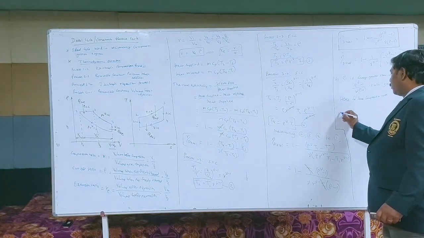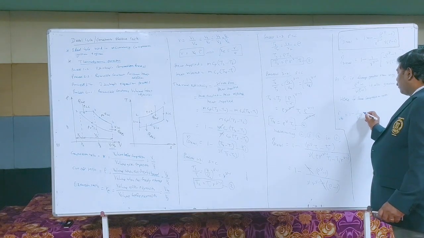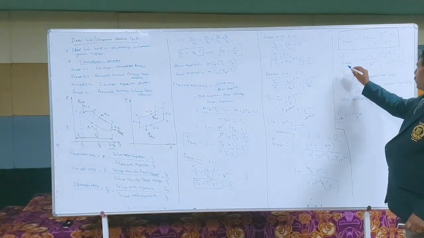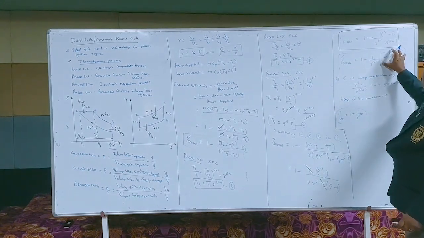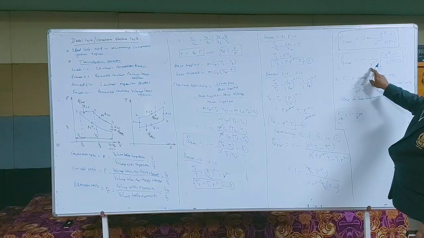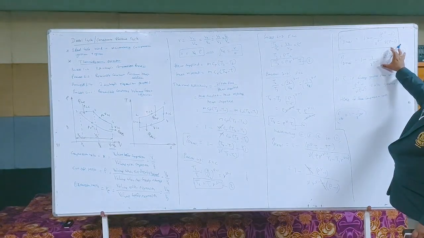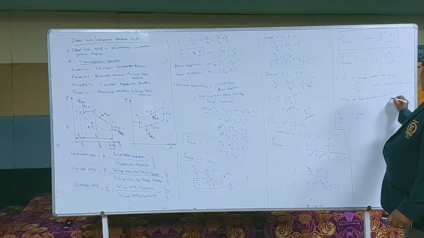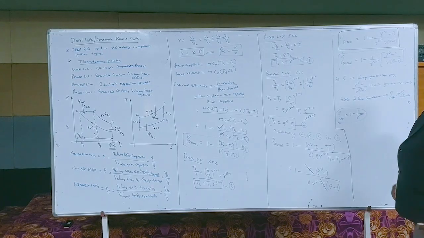Hence, for same compression ratio, since this is more than 1, we know efficiency of Otto cycle is equal to 1 minus 1 by R power gamma minus 1, right? This is the efficiency of Otto cycle. And here you have the efficiency of diesel cycle. Since this is more than 1, for same compression ratio, if you compare these two, this is more than 1 and compression ratio is same. Hence, for same compression ratio, efficiency of Otto cycle is greater than efficiency of diesel cycle, right?